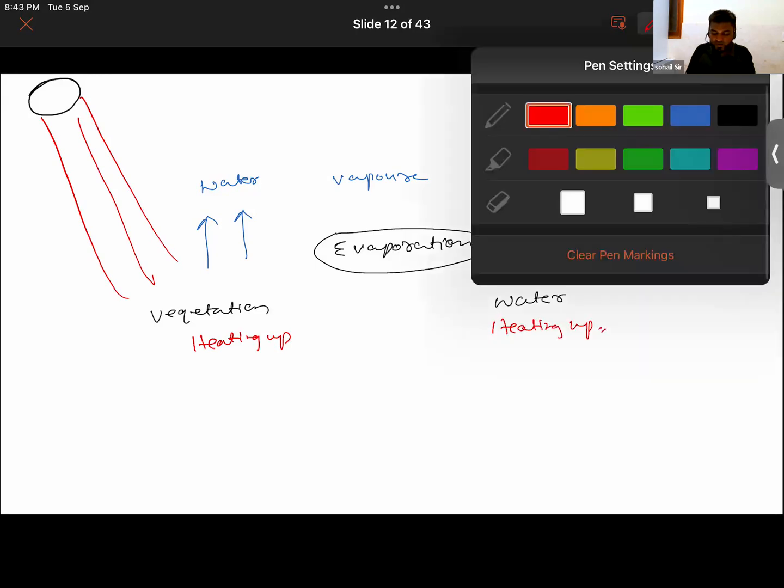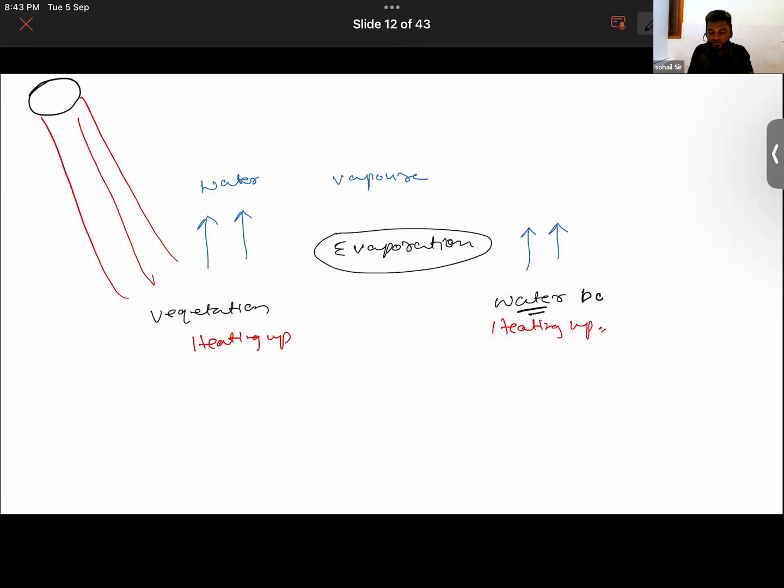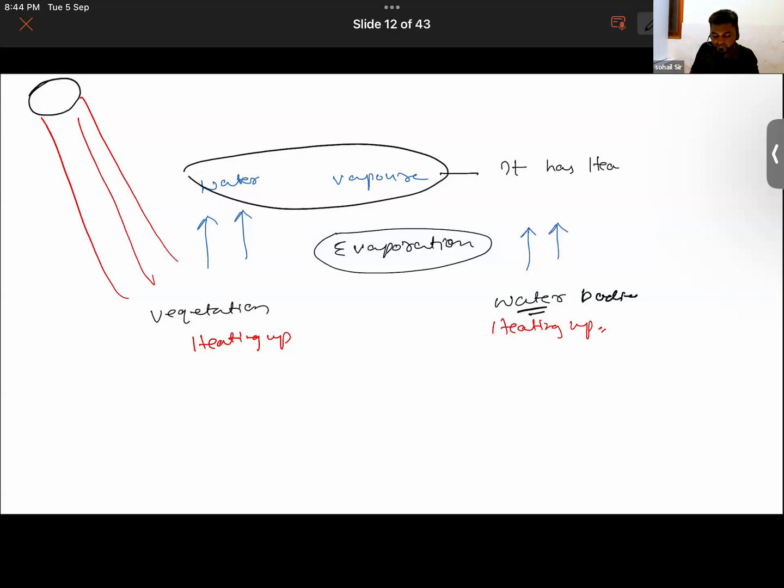Okay. So water from water bodies or from the vegetation starts to convert into water vapor, and it has actually gained heat. So it is not only water, it has heat in it also. Now what happens? This warm air, as you know, will tend to rise up, and when it rises up, it forms cloud. There is formation of cloud.